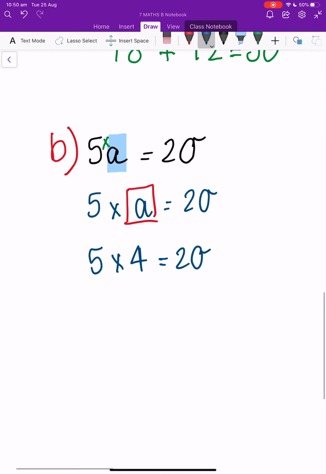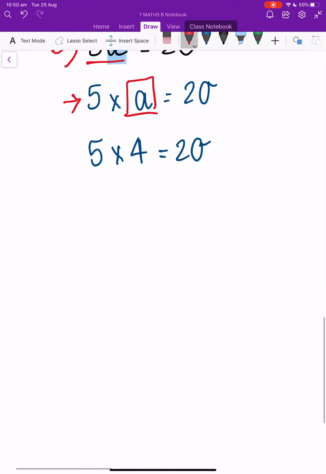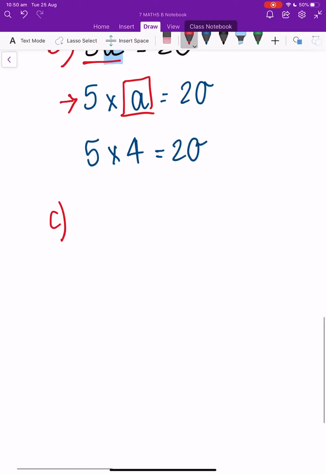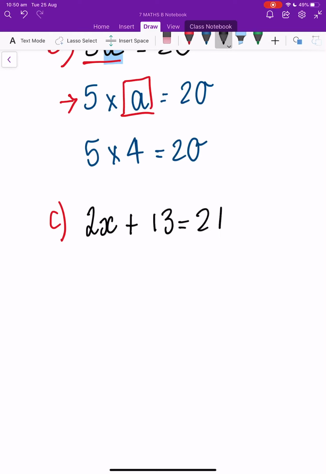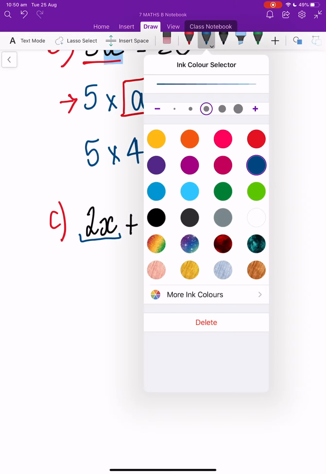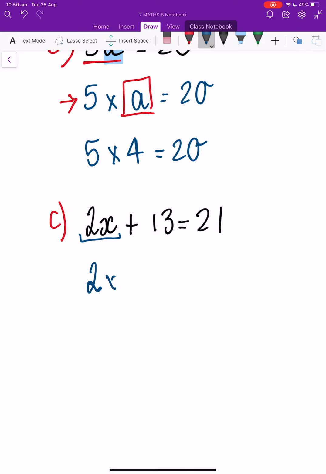So whenever you're given a question like this and you've got the pronumeral next to a coefficient, I want you to rewrite it like this so it's clear for you. Okay, let's do one more example. 2x plus 13 gives you 21. Notice I've got a pronumeral next to a coefficient, so I'm going to write it out just as I had said for you to do beforehand: 2 times x plus 13 equals 21.